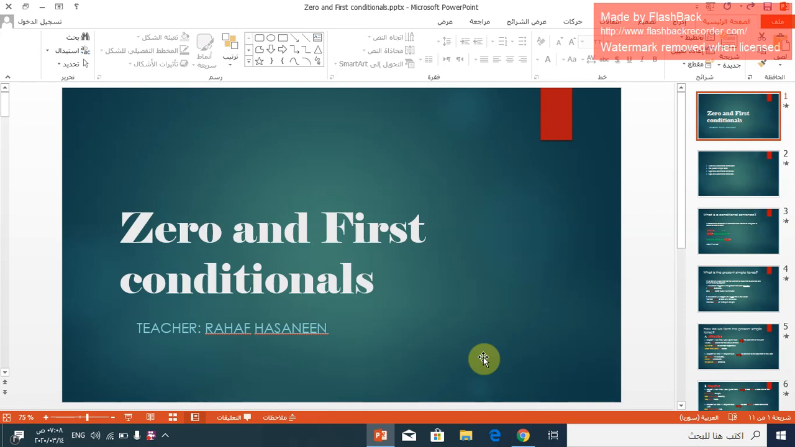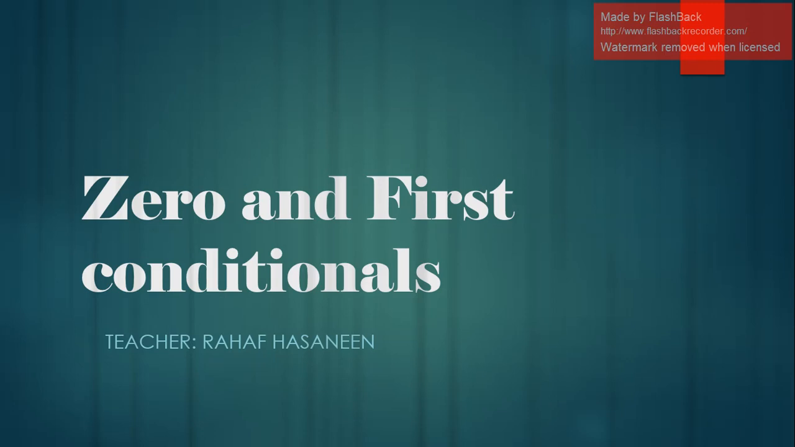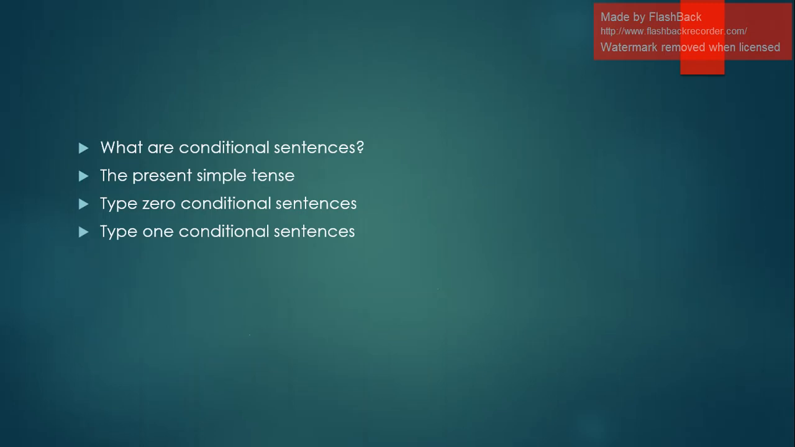So in our video today, we'll talk about two types of conditional sentences. And as the title here suggests, they are the zero and first conditionals. So let us start. We'll go through four important points: What are conditional sentences? The present simple tense, Type 0 conditional sentences, and Type 1 conditional sentences.